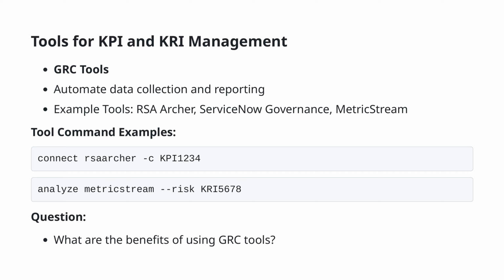To illustrate, some command examples are provided. For RSA Archer, you might use the command connect RSA Archer C KPI 1234 to connect and manage specific KPIs. For Metric Stream, the command analyze Metric Stream risk KRI fit 678 helps analyze particular KRIs.